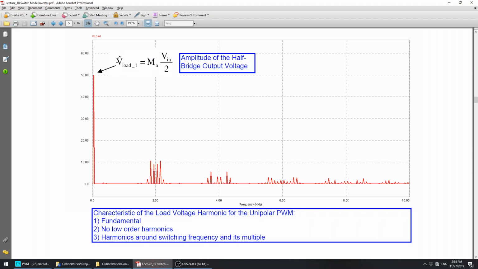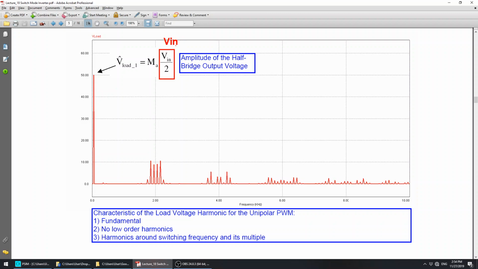And again, you can simply calculate the amplitude of the fundamental by using this equation, whereby the amplitude of the fundamental component equals the modulation index multiplied by V in over 2, because this is a half bridge. Right? This is a half bridge. Later on, when we discuss the full bridge, this will be changed to V in.